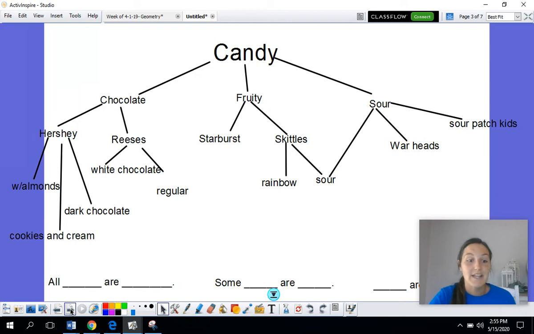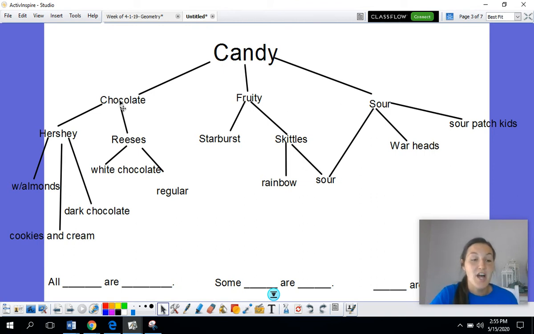Now, I know this looks a little crazy, but when you look at a hierarchy, it can be in many different ways. This is set up in a way that you can look from top to bottom or from bottom to top. When you look at a hierarchy set up this way, at the top is the more general category, and then as you go down, it gets more specific. So for instance, at the top I have candy. The next part of the hierarchy breaks it into categories: chocolate, fruity, or sour candy.